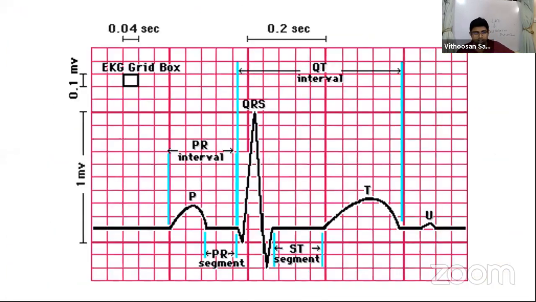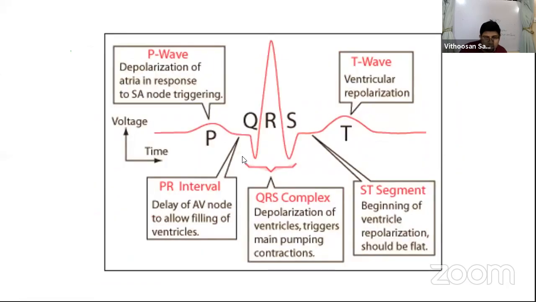Look at this. This is how a normal ECG pattern looks. Initially you have a wave here, called the P wave. I'll do a separate class on ECG, don't worry. Then we have a wave here, which is called QRS. Then we have the T wave. Then we have something here called the U wave. Rarely you will see this.